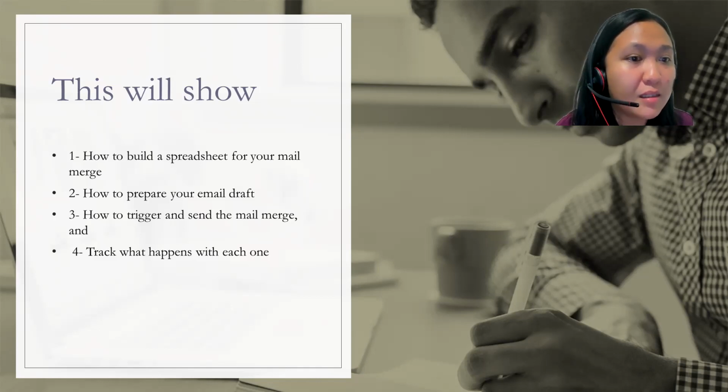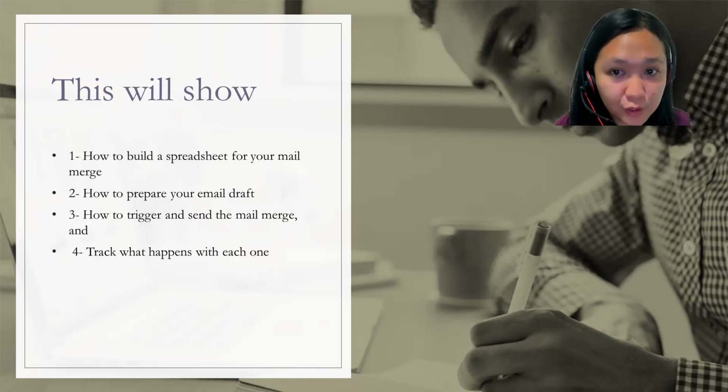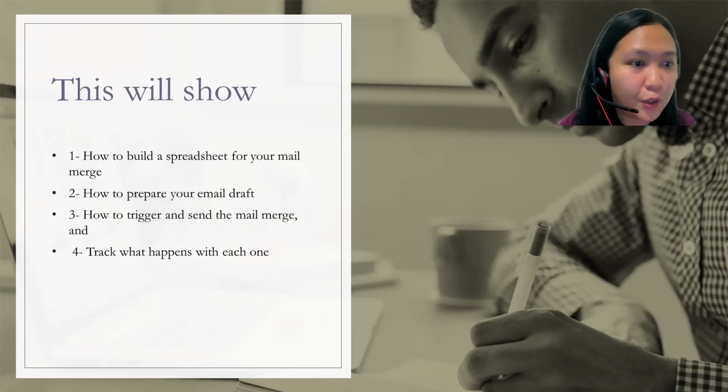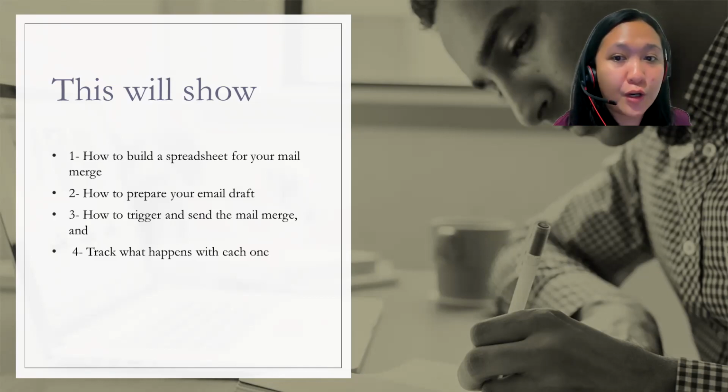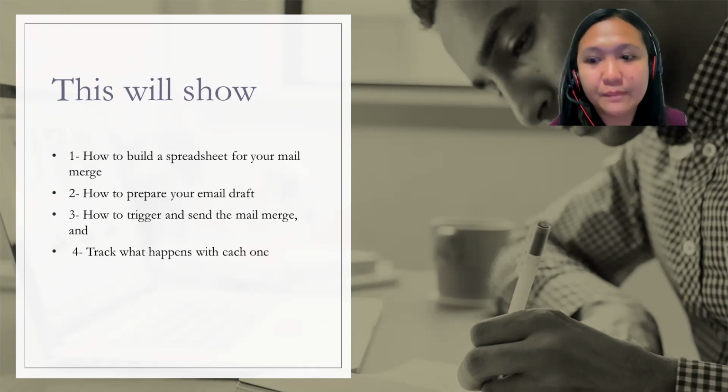In short, we have four things that we need to complete this morning. First is to build a spreadsheet for your mail merge. I'm going to show you an example of how to prepare your email draft, and then how to trigger and send the mail merge, and then track what happens with those emails that you have sent.